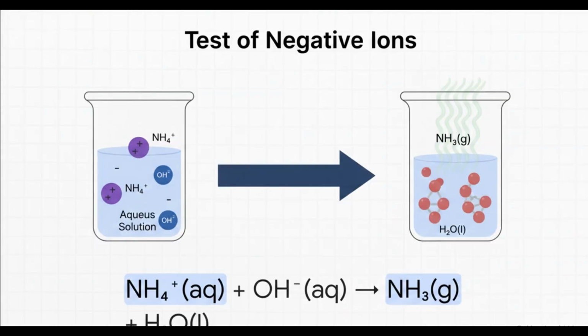So what's the chemistry here? Well, the hydroxide ions that we added from the sodium hydroxide basically pull a hydrogen ion off the ammonium ions that were already in the solution. This reaction forms the ammonia gas we detected, along with a bit of water.